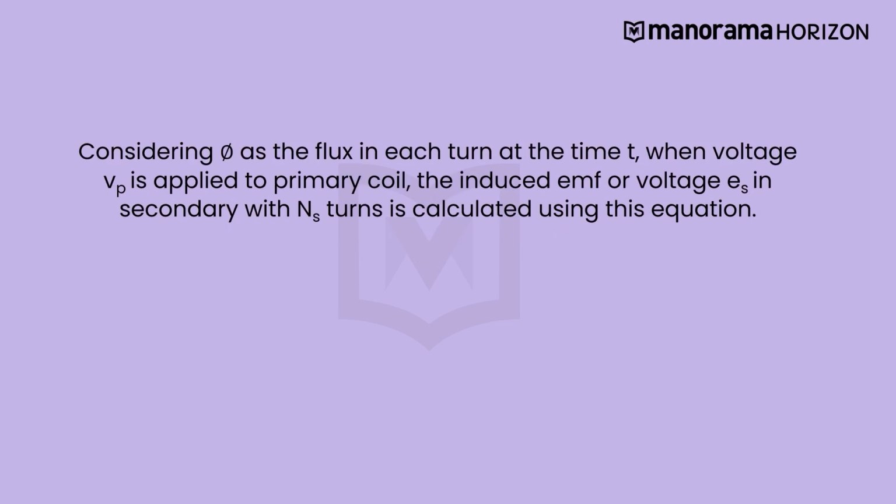Considering that phi is the total flux in each turn at time t, when voltage Vp is applied to the primary coil, the induced EMF or the voltage Es in the secondary coil with Ns turns can be calculated using this equation. So the equation says that Es is equal to negative Ns d phi by dt, where d phi by dt is the rate of change of flux, and the negative sign is in accordance with Lenz's law.